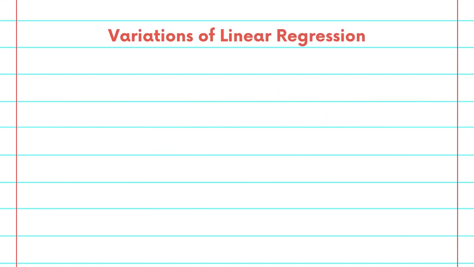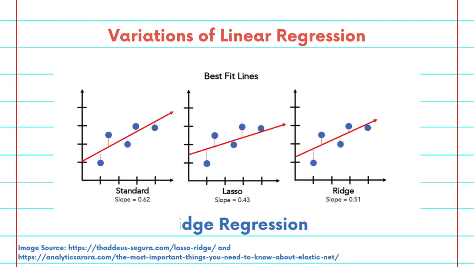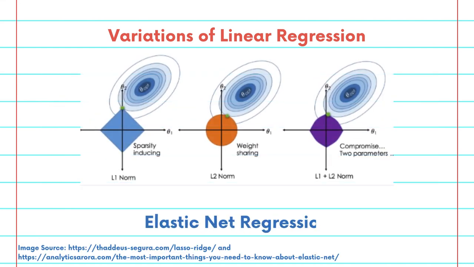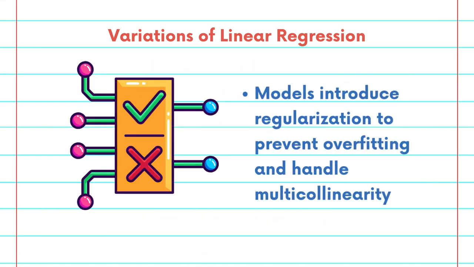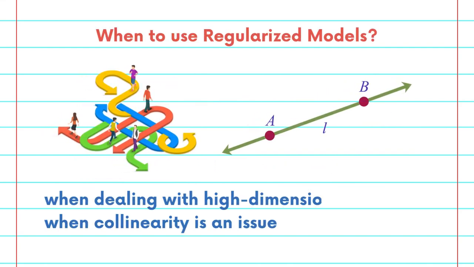Linear regression can have a lot of variations, and there are specialized linear regression models, including ridge regression, lasso regression, and elastic net regression. Those models are specialized because they introduce regularization to prevent overfitting and handle multicollinearity. And we want to use those extensions of linear regression when we're dealing with high dimensional data or collinearity is an issue.